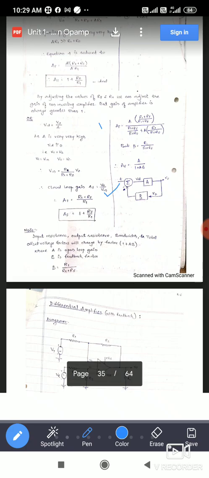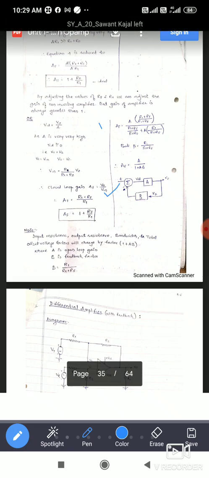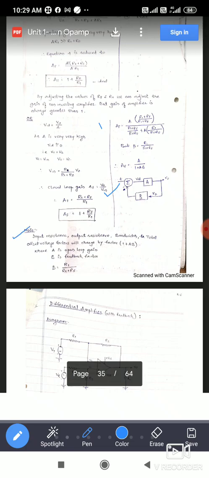Now feedback may be positive or negative, that we can generalize. So note this point, everyone. This is required for understanding the feedback type using the op-amp. The feedback will increase the input resistance, decrease the output resistance, increase the bandwidth, and decrease the total offset voltage. All get changed by the factor 1 plus A into beta. So A is called what? Gain of the amplifier, the closed loop gain of the amplifier.